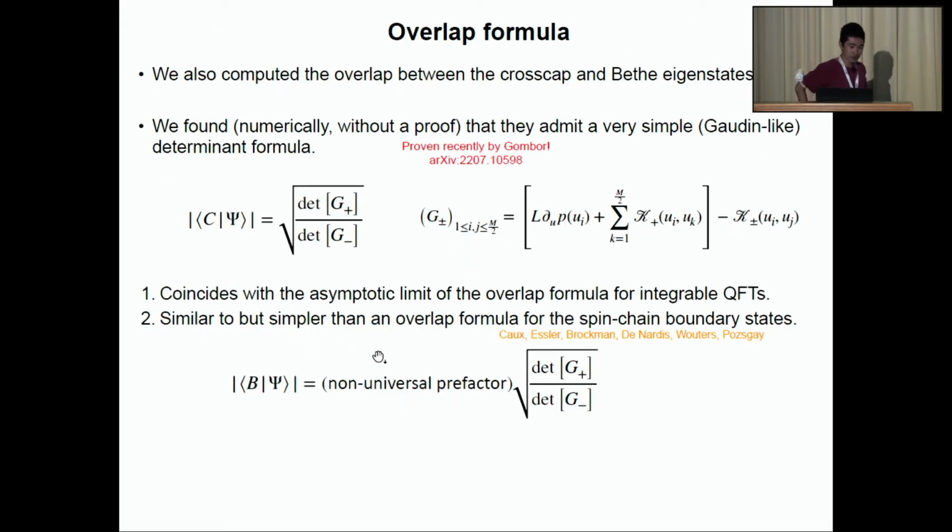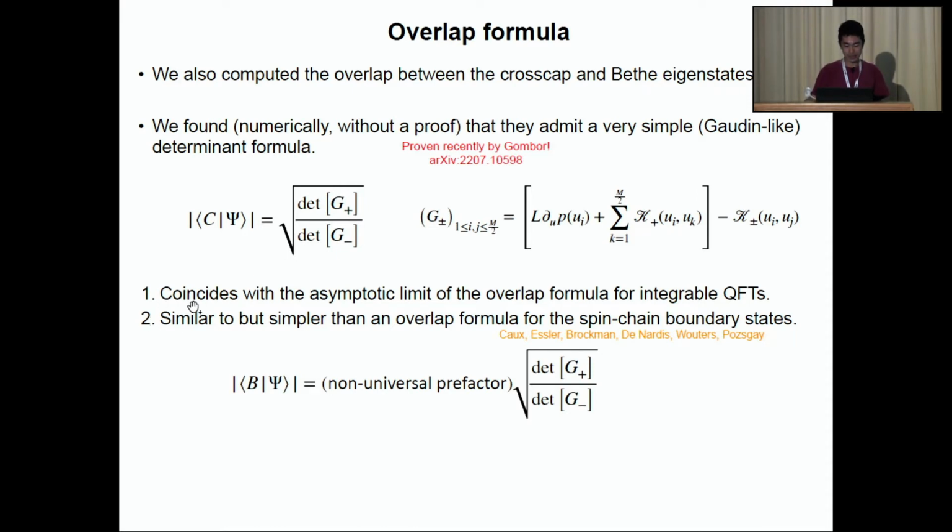Furthermore, we also computed the overlap between the crosscap state and the Bethe eigenstate using Mathematica. We found numerically, without a proof, that they admit a very simple determinant formula, which is similar to the formula that I derived from quantum field theory. And again, the important point is that it is just given by a ratio of determinants, nothing else.